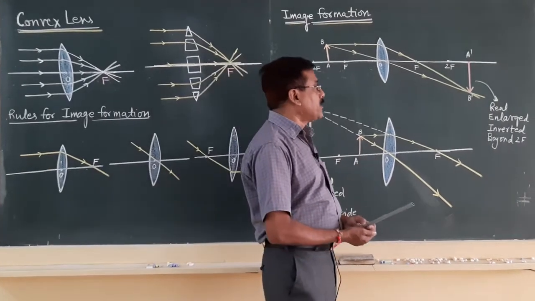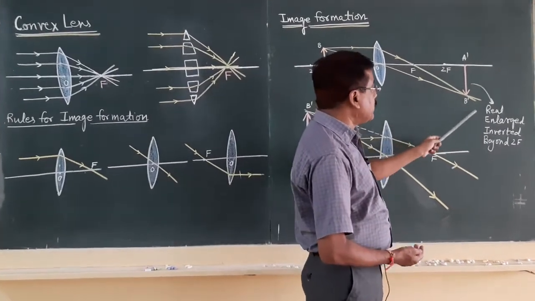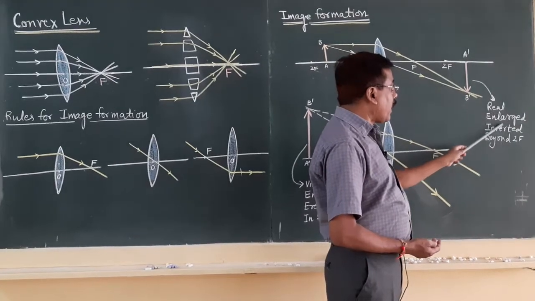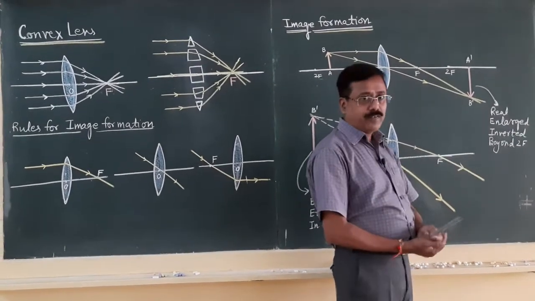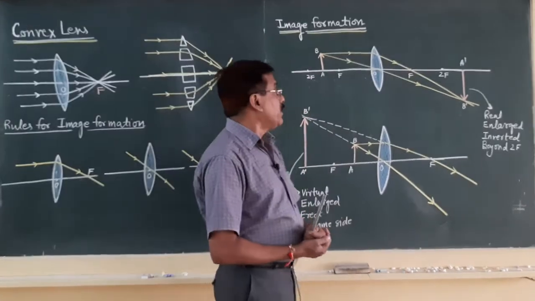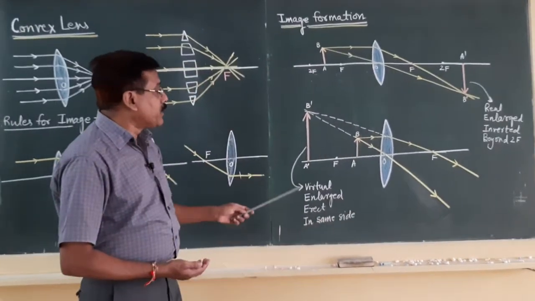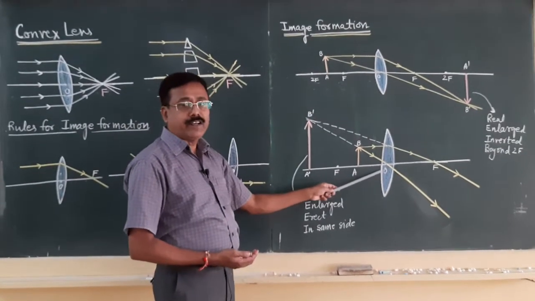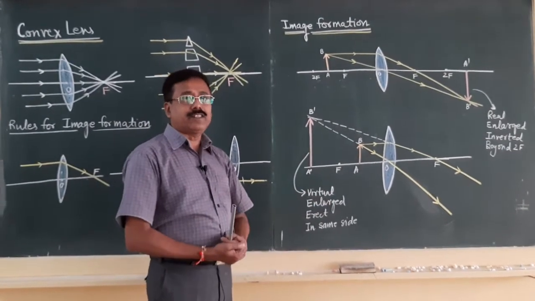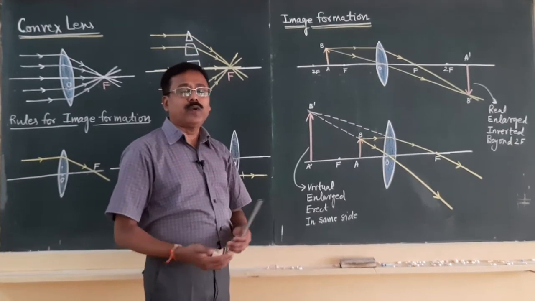And what are the characteristics of this image A dash B dash? It will be real, enlarged, inverted and beyond 2F. Now, similarly, if you consider the case when the object is placed between focus and optical center, this is the only case when we have a virtual image.